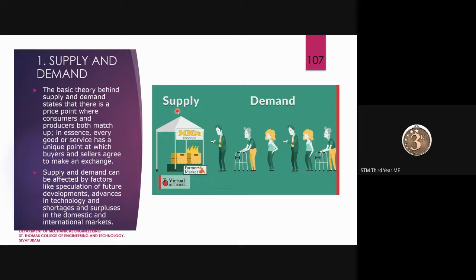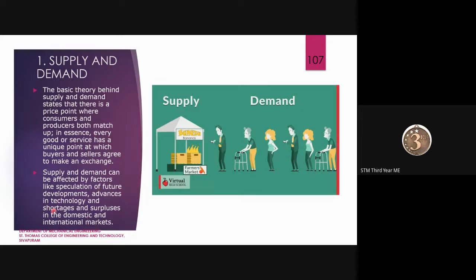Okay, and some factors that affect supply and demand are the speculation of future developments and advances in technology. So speculation of future developments is nothing but we are forecasting it, right? Forecasting some of the supply and demand. So one of the problems with forecasting is that it is based on a prediction, and it may or may not happen in real life. If it is happening, it is okay, there is no problem there. But if it is not, you will be faced with some problems as we are trying to satisfy the demand. So that is one of the factors of future developments.